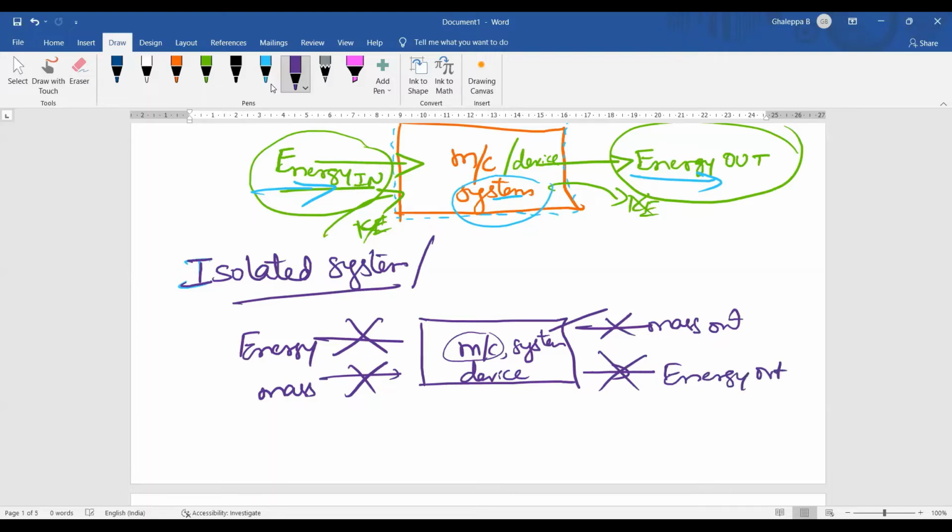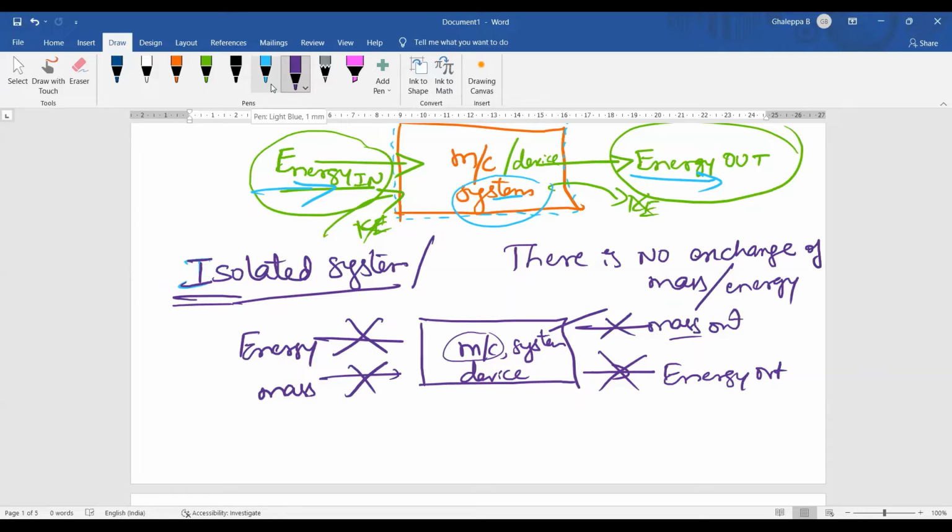So any thermodynamic system which does not allow or does not exchange, does not convert both energy and mass, that is called an isolated system. Simple. So an isolated system is a thermodynamic system in which there is no exchange of mass and energy. You can write in your own words, no issues. So this system is called an isolated system.